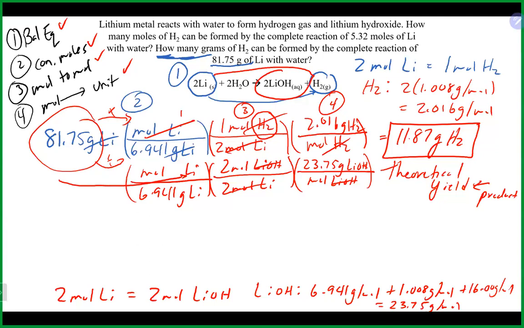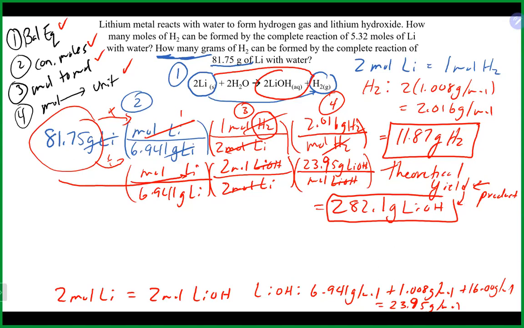And I guess it would help to get the right number there. 95 was close. 95. All right, so try it again. 95 times 2 times 81.75 divided by 6.941 and divided by 2 gets us 282.1 grams of lithium hydroxide. That would be the theoretical yield of our other product.